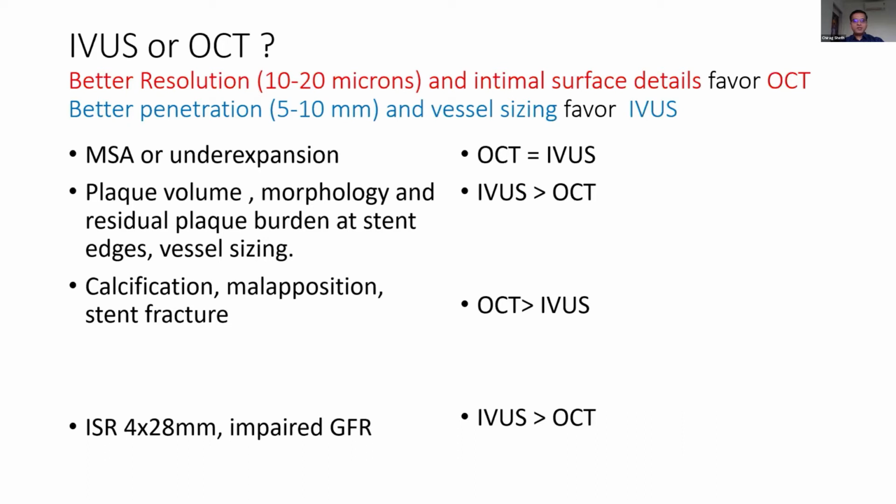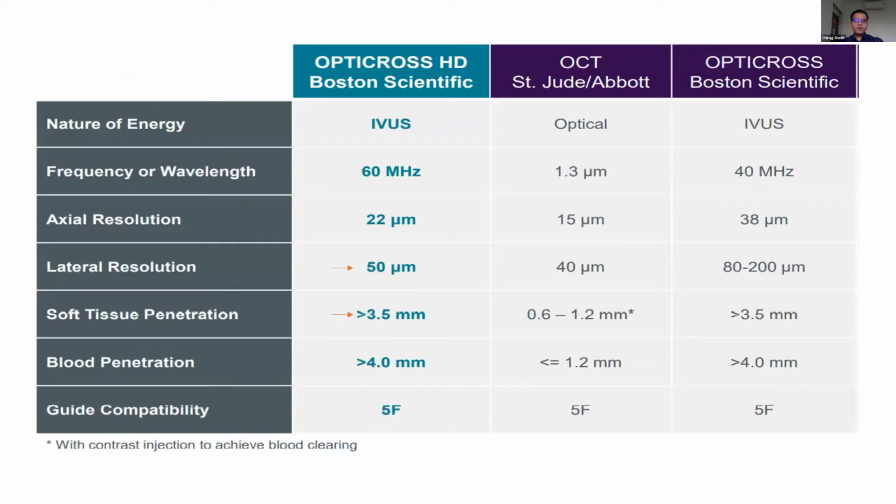And when it comes to the factor of in-stent restenosis, the vessel size is so large, a 4 into 28 millimeter stent was implanted, so naturally the vessel size is higher than 3.5 millimeter. And there is presence of impaired GFR in the given patient. In that case, the decision tilts towards IVUS.